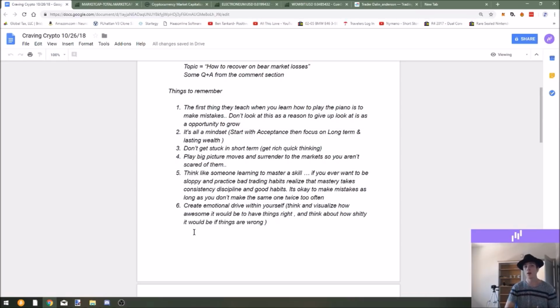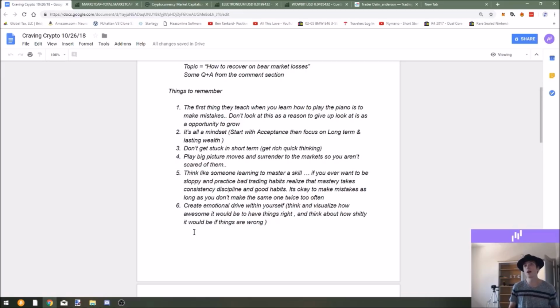And the easiest way, one of the top things to do, is to visualize how amazing it would be if things were right. So think about the car that you want. Think about the respect that you would have for people, the good that you could do for people, the way that people will look at you, your experiences, how much love you're going to be getting. Think about all the positive aspects of achieving the goal that you want, of becoming financially free and getting that success in the cryptocurrency markets.